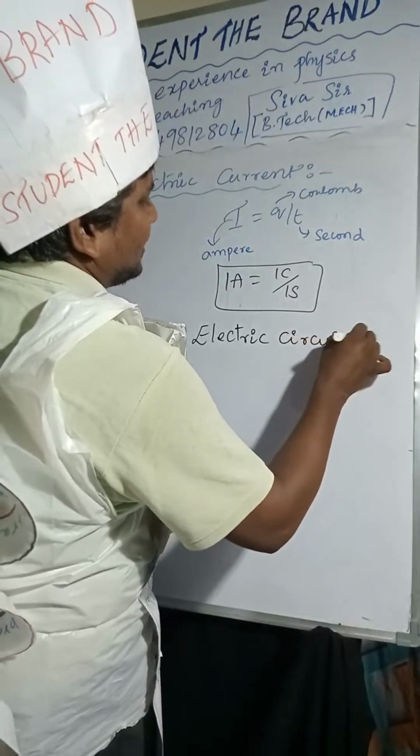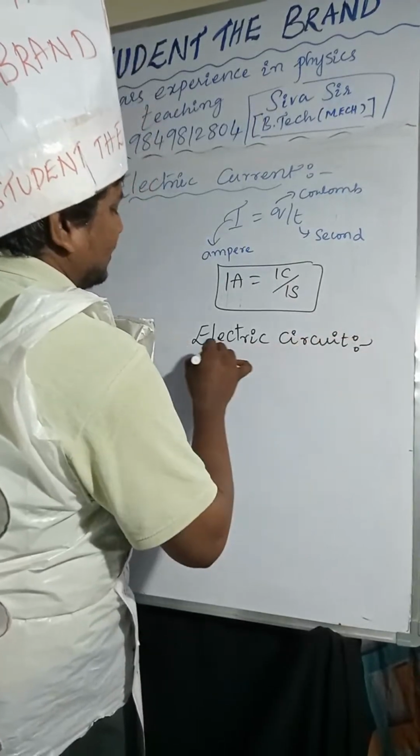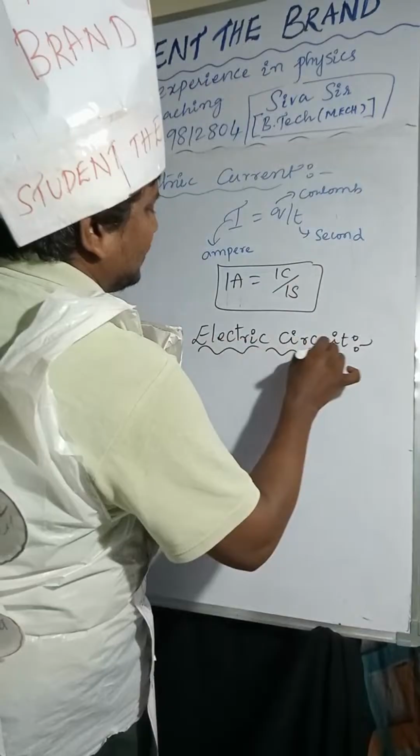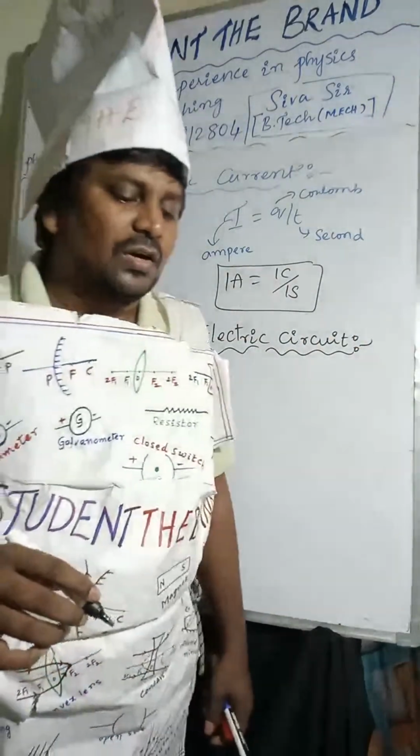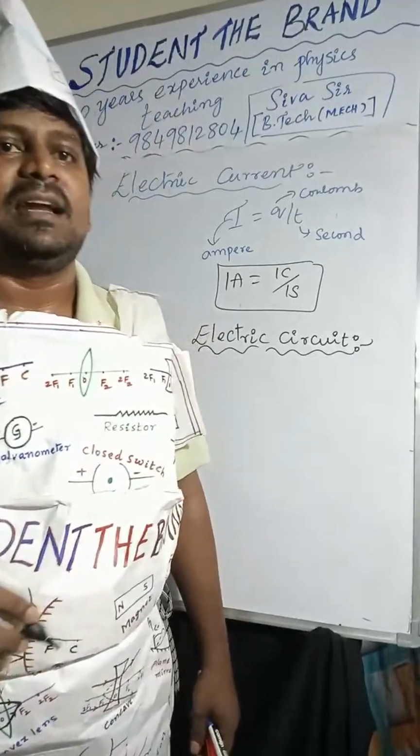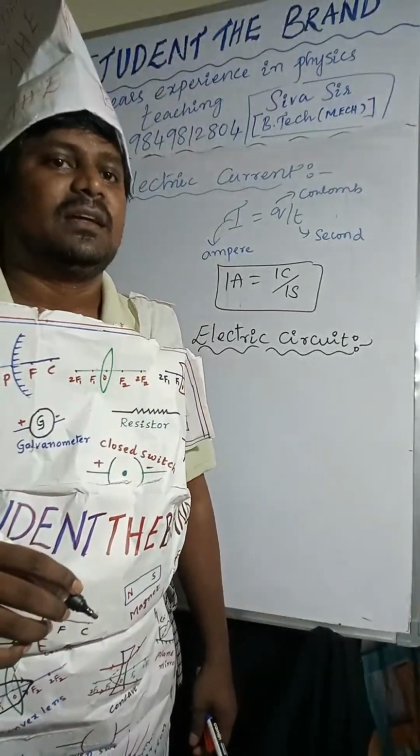Electric circuit is nothing but a continuous and closed path of an electric current. A continuous and closed path of an electric current is called an electric circuit.